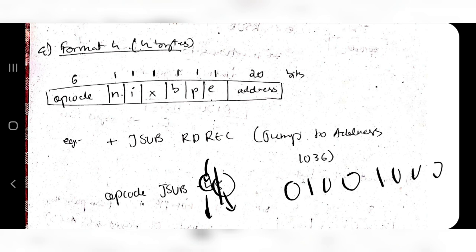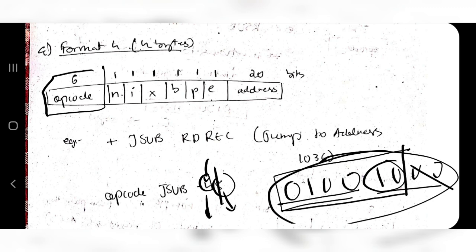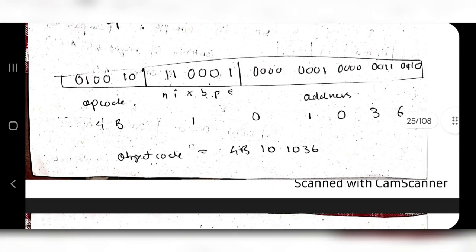Now how many bits are there? 8 bits are there, right? But 8 bits can't be stored in 6 bits here. In the opcode field I have to store this whole value. So what I will do is just store the first 6 bits, and the remaining 2 will be discarded. So what is the value? 0100 and 10. That's all that will be stored. So here we have 0100 and 10. That's all that will be stored here.